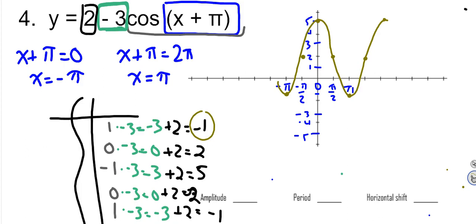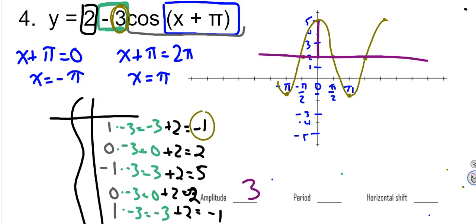We can look here and see that the amplitude is 3, but make sure you can do it from the graph as well, because you're going to have to do that on the test. So the midline of this graph is right here at 2. Can you see that? That's where the graph gets split in half. The distance from the midline to one of the max points is 3, right? So our amplitude is 3.